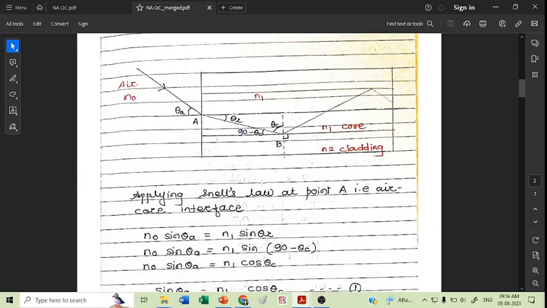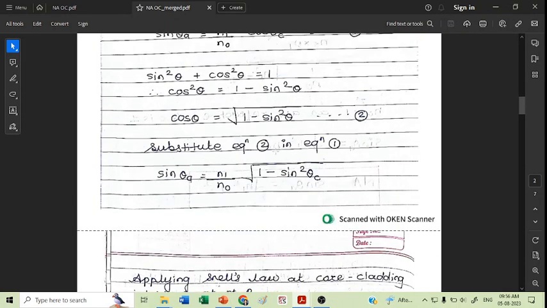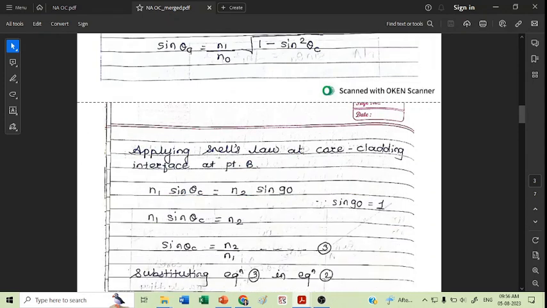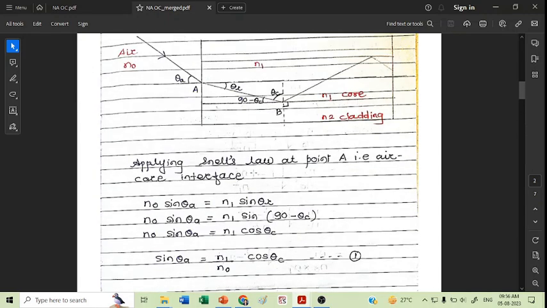Now again we are applying Snell's law at the core cladding interface, at point B. Point B is here. Here this medium is our core medium and this is cladding. So we are applying Snell's law at point B.